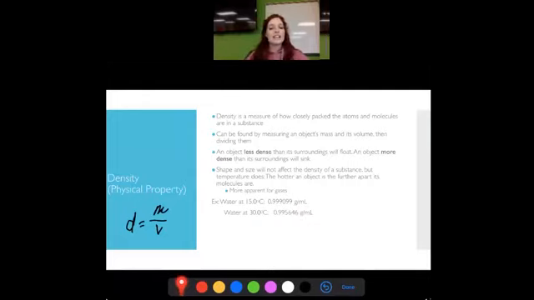Now, for all intents and purposes, it's not really going to change it very much at all because water is a liquid at those temperatures and at just normal ambient pressure.